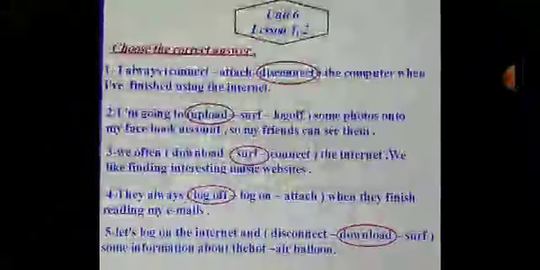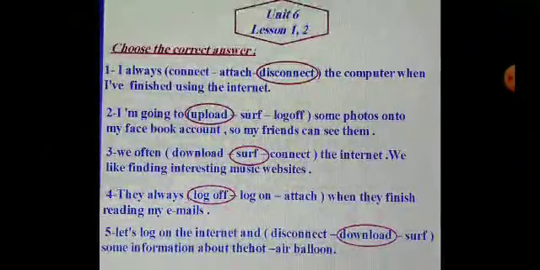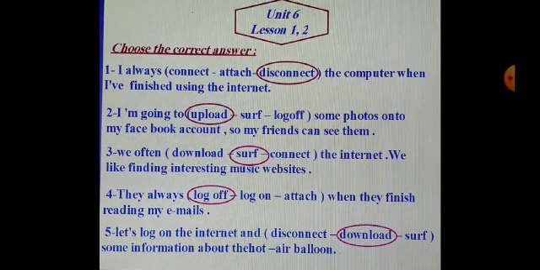Okay, let's study some exercises. Choose the correct answer. Number 1, I always blank the computer when I have finished using the internet. Excellent. I always disconnect the computer. Number 2, I am going to blank some photos onto my Facebook account so my friends can see them. Excellent. I am going to upload. So upload means to copy a file from your own computer onto the internet.